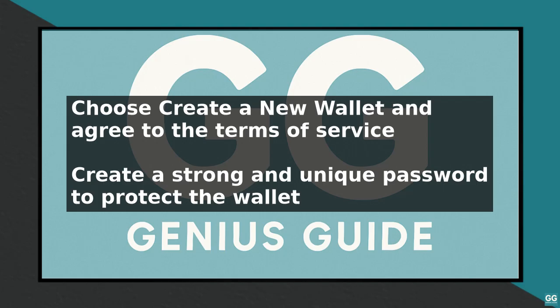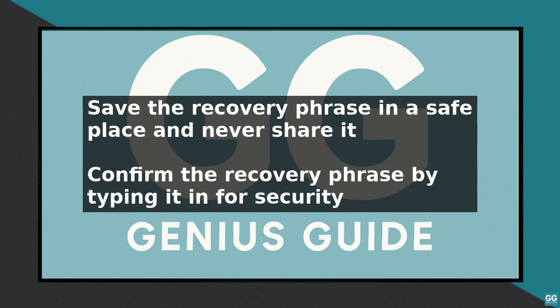Once you have saved your recovery phrase, you will be asked to confirm it by typing it in. This is a security measure to ensure you have written it down correctly. After confirming your recovery phrase, your wallet will be created and you will be taken to the main screen of the app. On the main screen, you will see a list of available cryptocurrencies and your wallet balance.